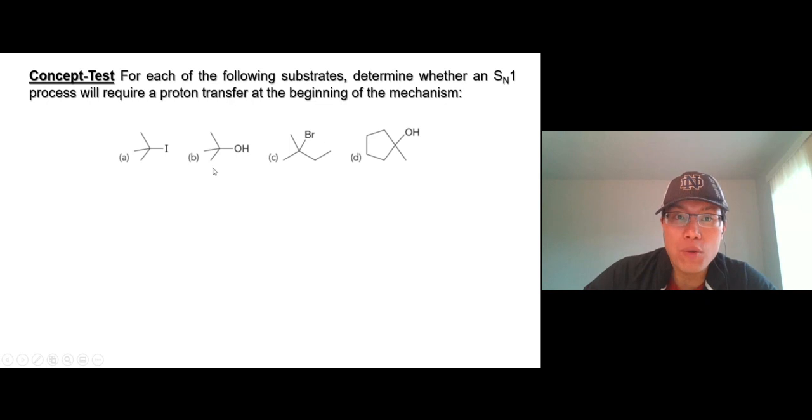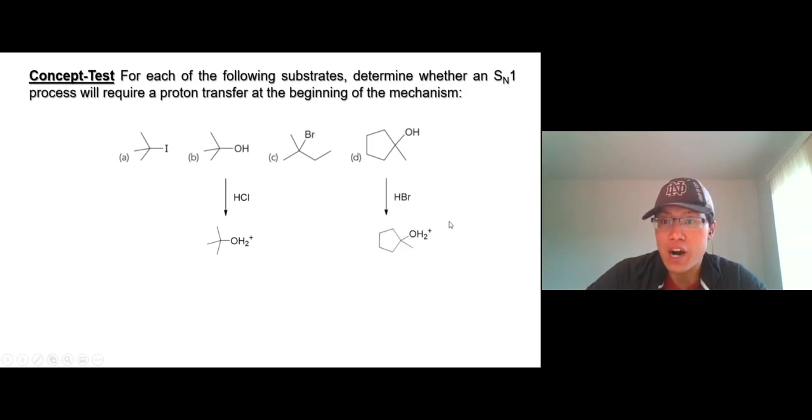Who here has a poor leaving group? Iodide, a poor leaving group? No, that's an excellent leaving group, one of the best. OH, yes. In that one, you have to convert it to a better leaving group by using HCl, HBr, or HI. Those work. B, good leaving group already. C, you don't have to do anything, good leaving group. In D, yes, you have to do something with it. Add HBr, convert it to a better leaving group, and it will leave to form a carbocation.